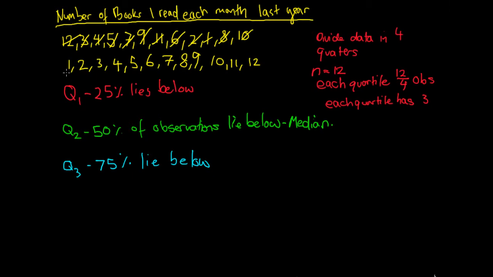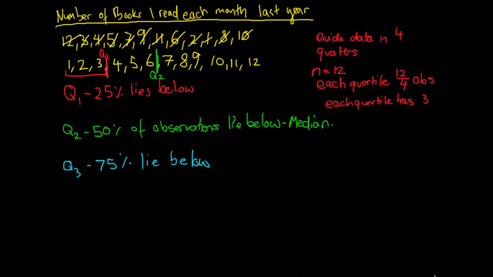Our first quartile value would capture these three observations. So our first quartile value would be here, just after 3. So that would be our first quartile value. Our second quartile value would capture the next three observations. So it would go 1, 2, 3. And our second quartile value would be here.